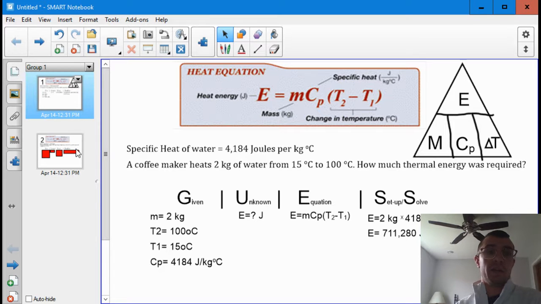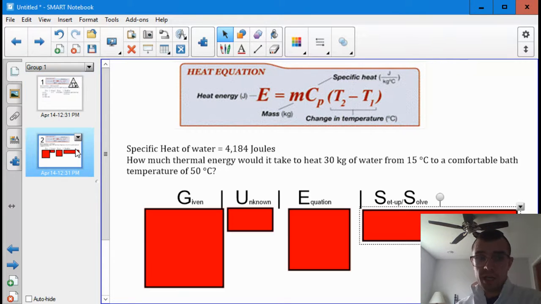Now another question, same concept, same idea. We're heating up water. I have 30 kilograms of water, so I have more water now, and I'm taking that from 15 degrees Celsius to 50 degrees Celsius because, you know what? I don't have any heat in my house, and I need to warm up water for a bath. It's going to take a lot of energy, isn't it?